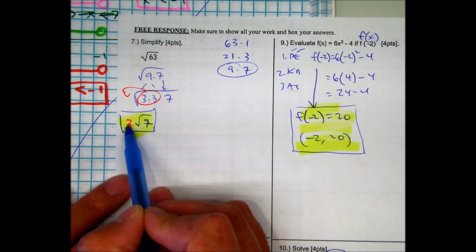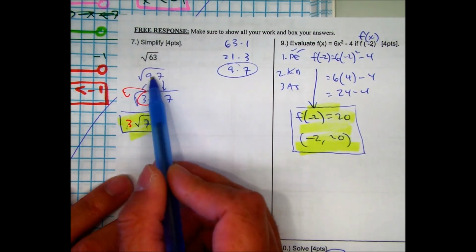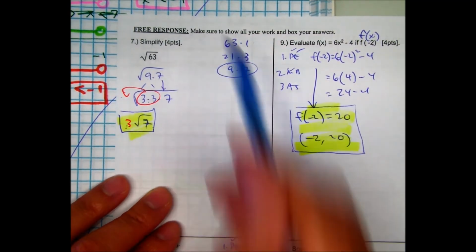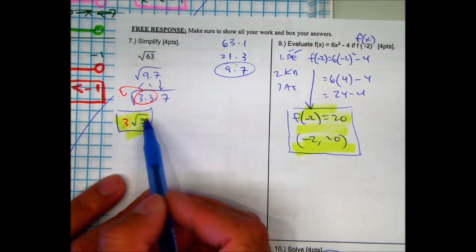Remember to check your answer if this 3 goes back inside. There's 2 of them. 3 times 3 is 9. 9 times 7 is 63. You got 2 points if you just wrote some factors that worked and the rest was wrong. Partial credit maybe if you got down to this part.